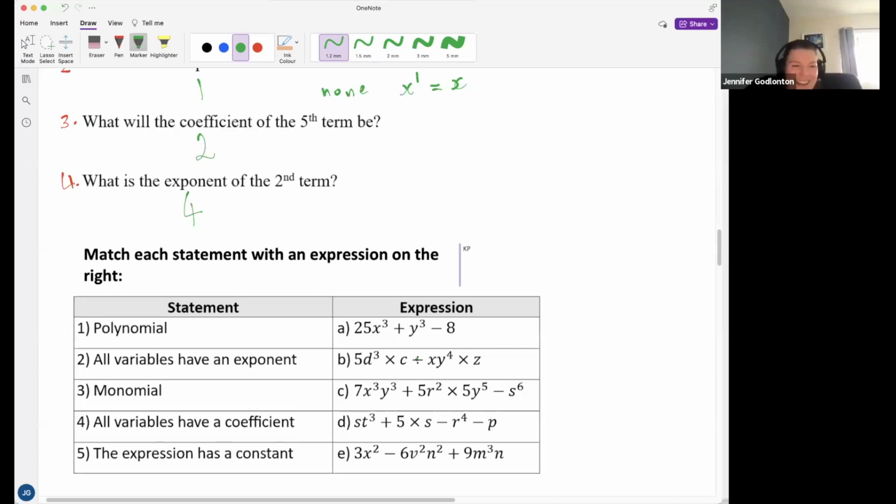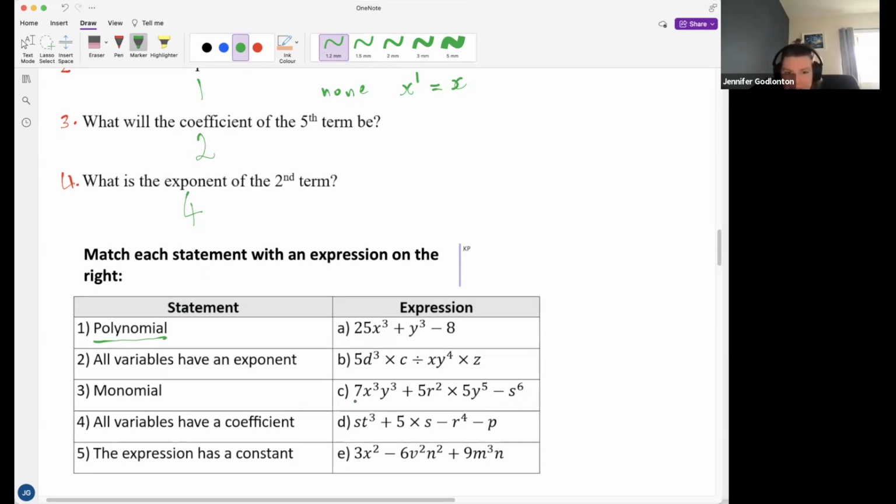Okay, let's have a look at this next question. This next question is saying, match each statement with an expression on the right. I'm going to help you with 1, and then I want you to figure out 2, 3, 4, and 5. So if I'm looking at this, I'm trying to find a polynomial. Polynomial means I have to have more than 3 terms. Okay, so let's have a look.